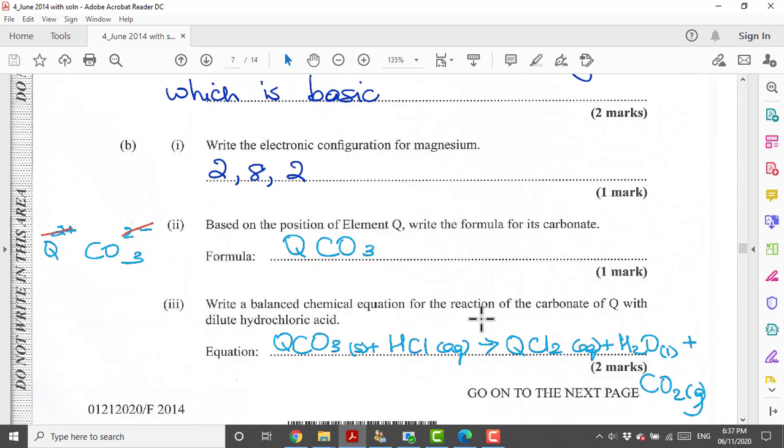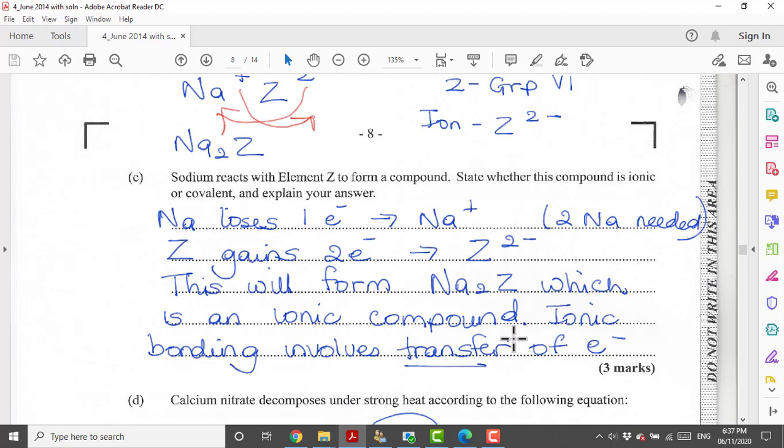Write a balanced equation for the reaction of the carbonate of Q with hydrochloric acid. Firstly, you must know what your products are before you decide to write this equation. So any carbonate reacting with hydrochloric acid is going to form a chloride salt, carbon dioxide gas, and water, right? So we have QCl2 plus water plus carbon dioxide, and it's already balanced, right? So we have 1 C, 1 C, 3 oxygens, and so on. So that is basically balanced.